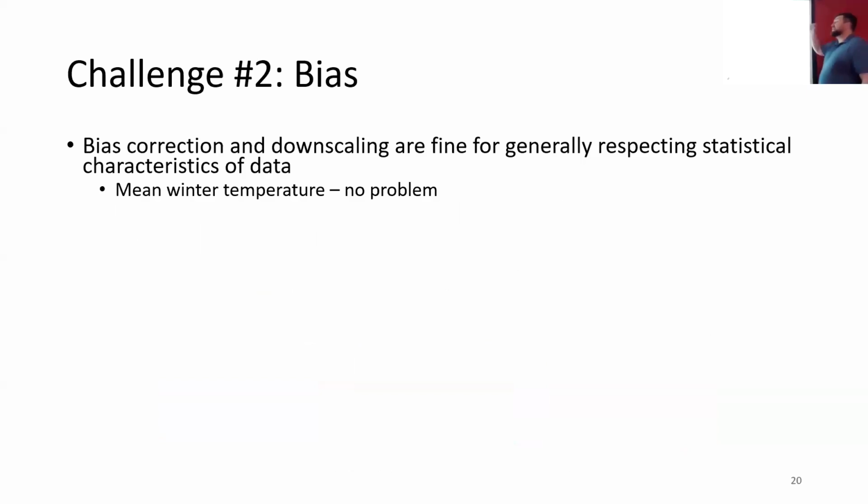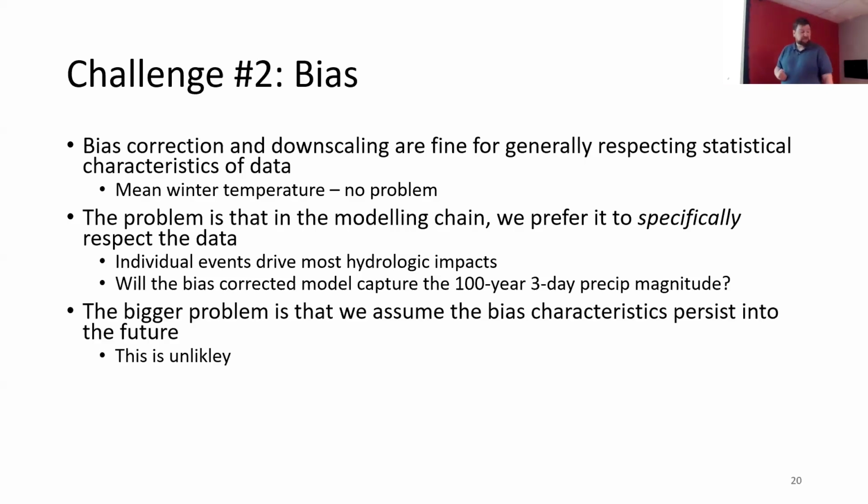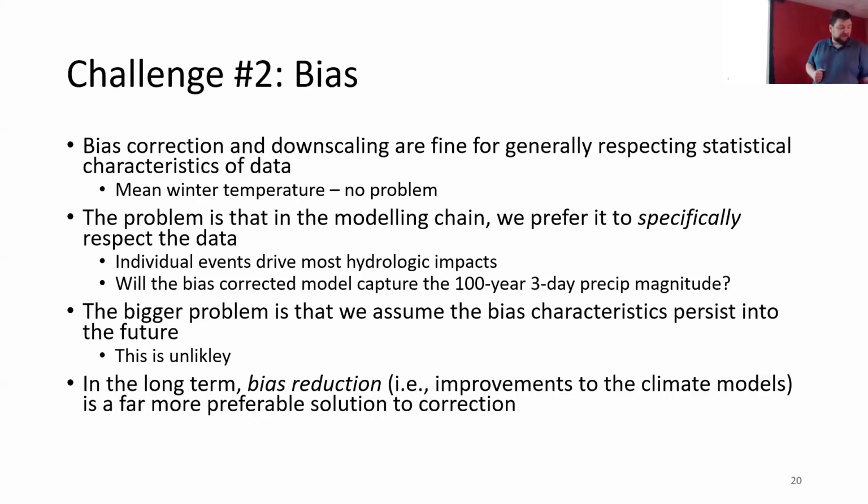All right, so bias correction and downscaling are fine for generally respecting statistical characteristics of data. So figuring out things like mean winter temperature, that's fine. The problem is, what we care about in our hydrology models is we want it to specifically respect the data. We want it to get the probability distribution of precipitation, especially those low exceedance magnitudes, right? Does our bias corrected model capture things like the 100-year, 3-day precipitation magnitude? That's what we need. And that's not something that climate models can easily give us. And so there's uncertainty associated with it. And then we have the persistence of that bias into the future, which is unlikely.